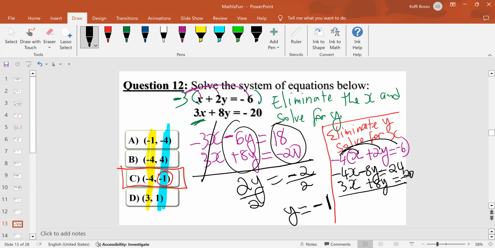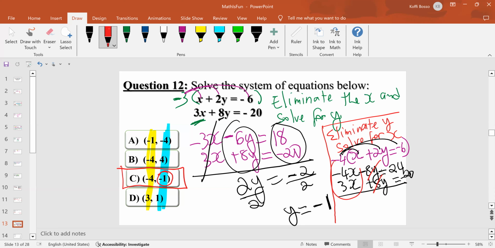So my goal is to eliminate the y. That's why I try to create opposite coefficients. The coefficient for this y is 8, so I need the -8. That's why I multiply the first equation by -4. Now, doing this, you see that the y cancels because I have -8y plus 8y, which becomes 0.